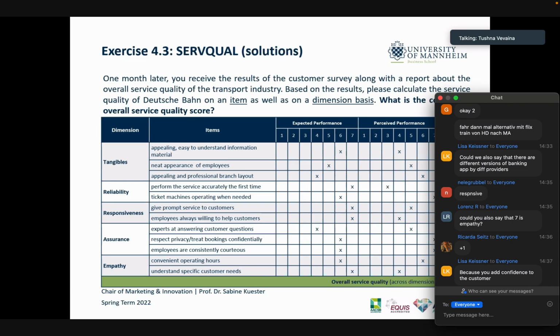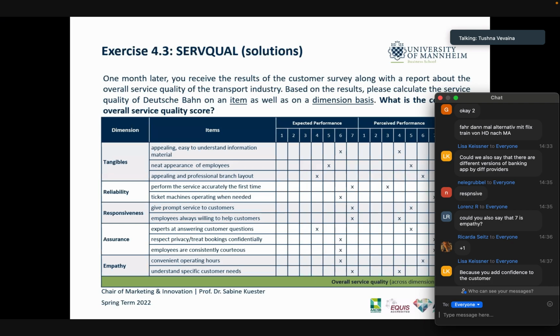Then reliability. I'm going to show the solution to you all now. So your reliability, you have over here 3 minus 7, minus 4, and you have 7 minus 6, plus 1. So the difference in this is negative 3, divided by 2, because you're averaging these scores, and minus 1.5 for reliability. Then for responsiveness, you have over here 5 minus 7, negative 2, and 4 minus 7, negative 3. And you average it out, negative 5 divided by 2, minus 2.5.